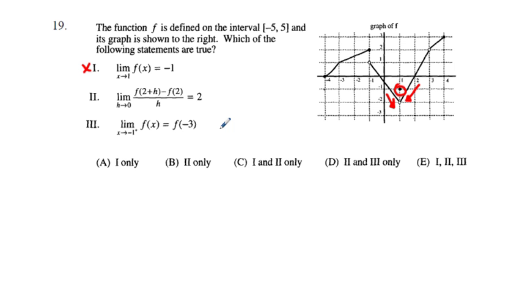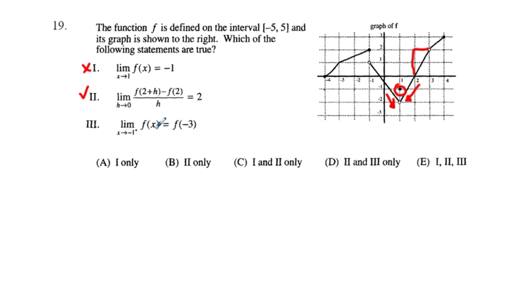Now condition 2, the limit as h approaches 0 of f of 2 plus h minus f of 2 over h equals 2. Well, this is the definition of a derivative, and so we look where x equals 2, and the definition of derivative is the slope. Well, this slope at x equals 2 is going to be rise over run, so we can take up 2 over 1, so the slope is 2. And so therefore condition 2 is right.